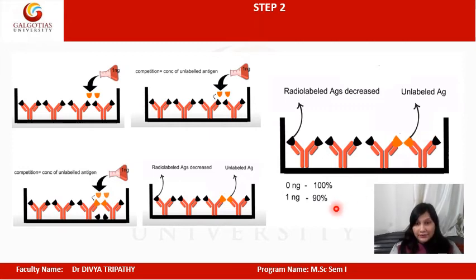So this is the second step. I am just repeating: we have added a 1 nanogram per ml solution of unlabeled antigen. This antigen will compete with the labeled antigen, and the unlabeled antigen will be removed after washing. Then we check the radioactivity of the microtiter plate and find that it has decreased by 10%. Now the radioactivity of this plate is 90%. This means after adding 1 nanogram of solution, the radioactivity decreased by 10%.